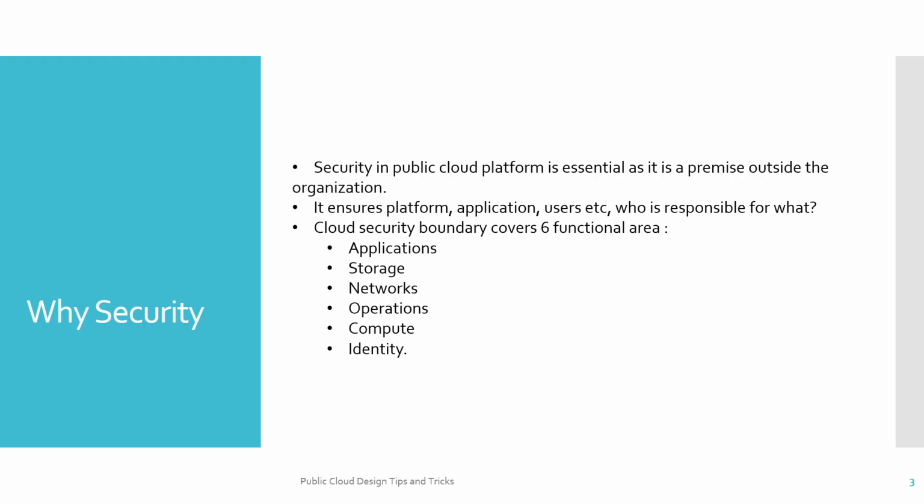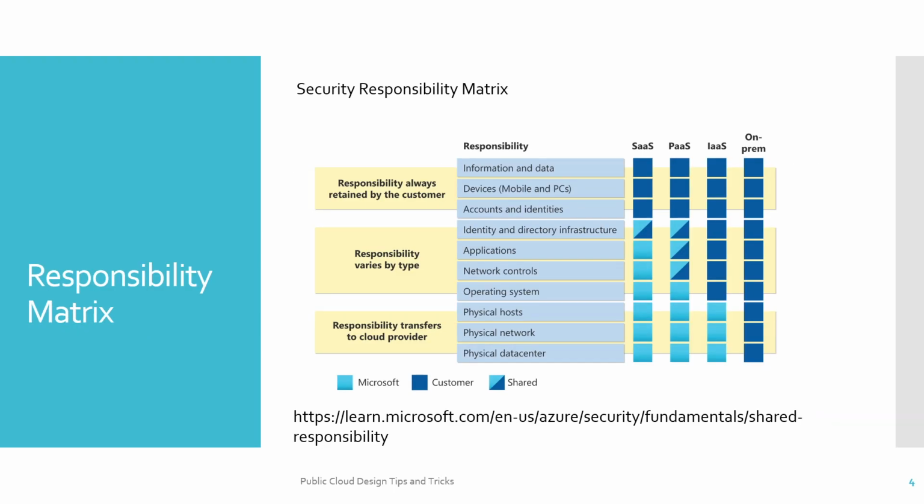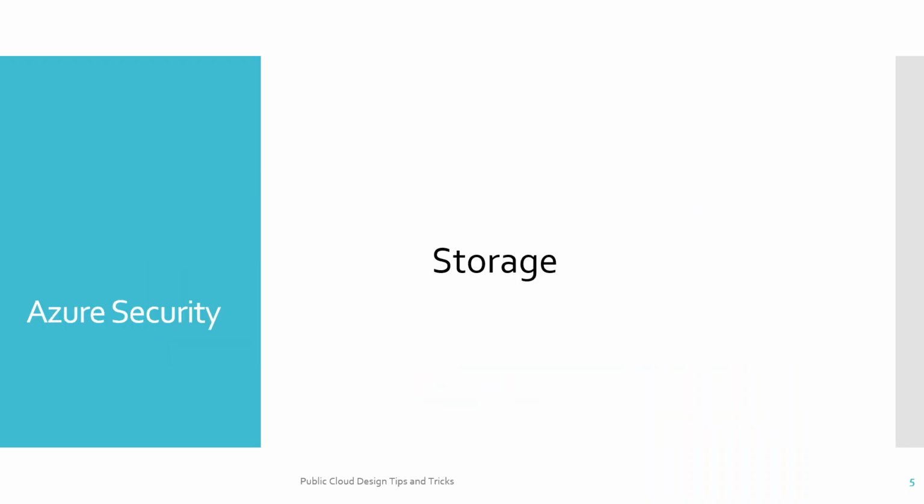And I have already explained there are six technical blocks aligned with Azure cloud security: application, storage, networks, operations, compute, identity. And today we'll be discussing more on storage level security. The responsibility matrix we have already discussed in our first session, from a vendor, customer, and hybrid perspective, so I'm not covering this in this session. Let's start with storage as a part of Azure security.